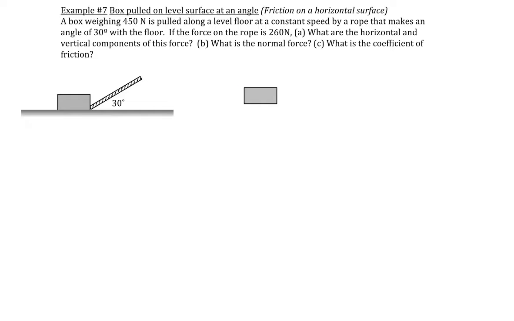Okay, so we know that there's a string pulling on it, so we should have a tension off here at an angle of 30 degrees. We'll label that as F sub t for tension. We also have a force of gravity pulling it straight down. We'll label that as F sub g. Then we have a normal force acting upwards, around about maybe here, and we'll label that as F sub n.